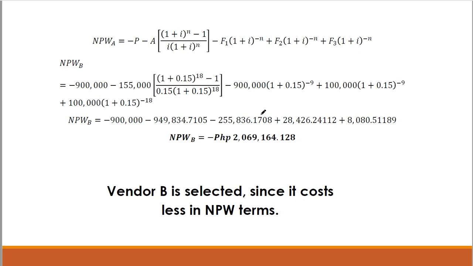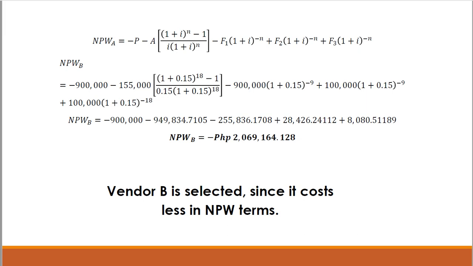Okay. So, the net present worth for vendor B is negative 2.07, approximately 2.07 million pesos. So, since it is a service project, vendor B is selected since it is cheaper than vendor A. Okay? That's for the LCM approach. No? So, ganun lang kasimple yung LCM approach.